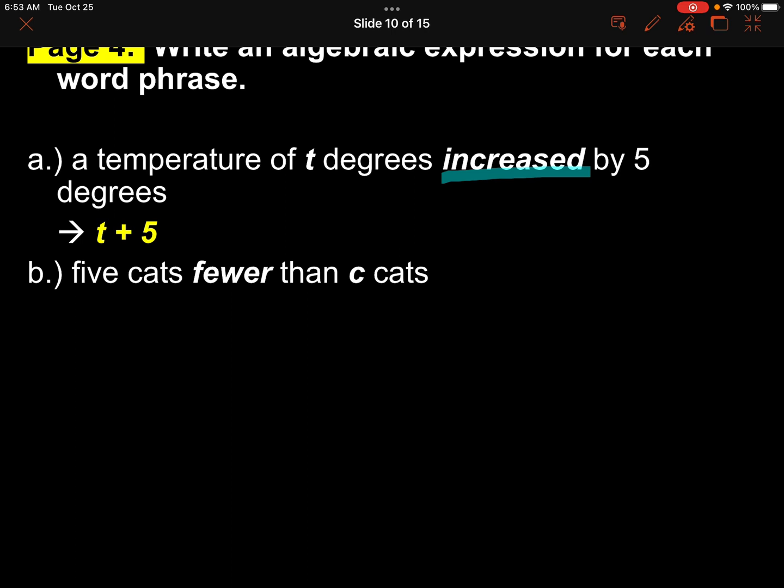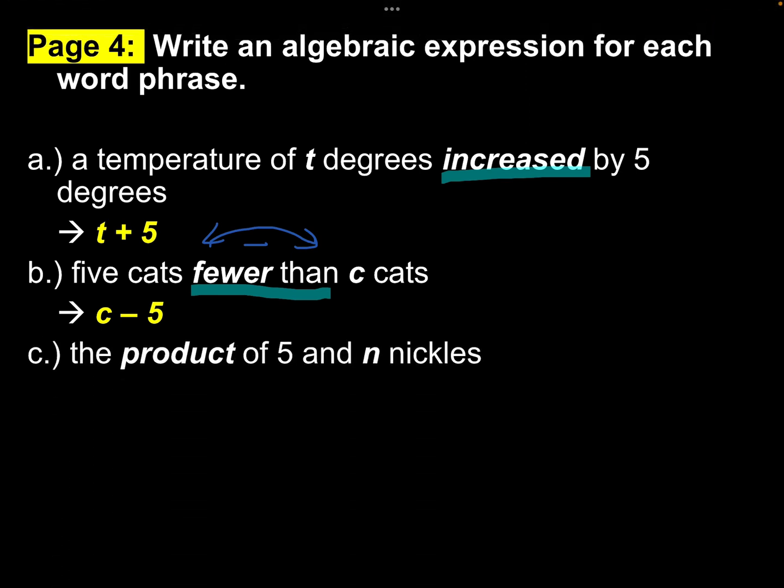As we look at the next one, 5 cats fewer than C cats. Well, fewer than would indicate subtraction, and when I hear fewer than, I need to change the order. It's not actually 5 minus C, it's C minus 5, because there's 5 fewer than what you're starting with, C. So you have to change the order on that one. Less than is another one. There's a few other examples that we can come across.